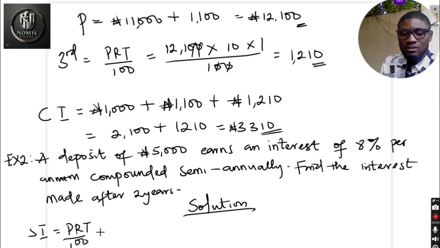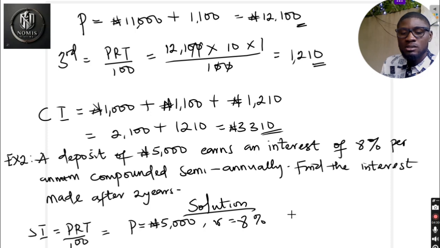PRT over 100, that's the formula for simple interest. Here the principal P is equal to 5,000. The rate at which it is compounded is 8% per annum. And the time.